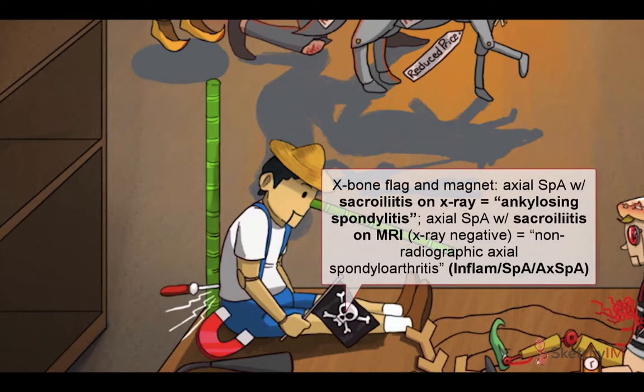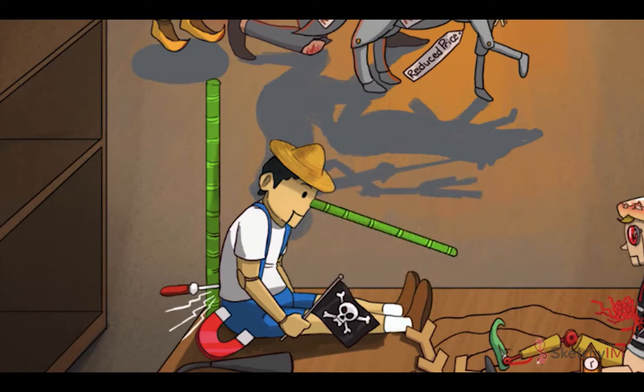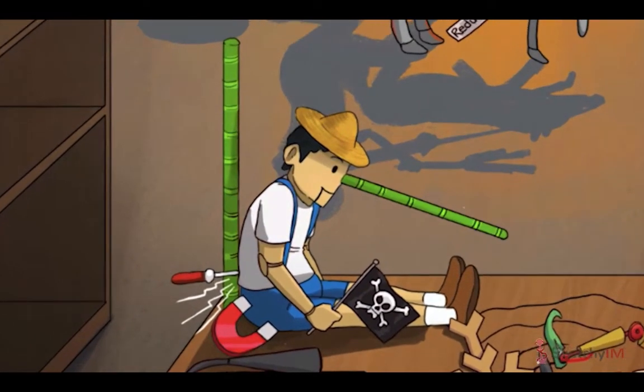If sacroiliitis is not seen on X-ray, but clinical suspicion remains high, get an MRI. Patients diagnosed by MRI are technically put into a non-radiographic axial spondyloarthritis category. Think of ankylosing spondylitis, though, as the especially severe form of axial disease. So, to sum up the clinical picture, we've got Pinocchio over here. He's young, he's got that tool jammed in his lower back, and he's next to an X-ray flag.